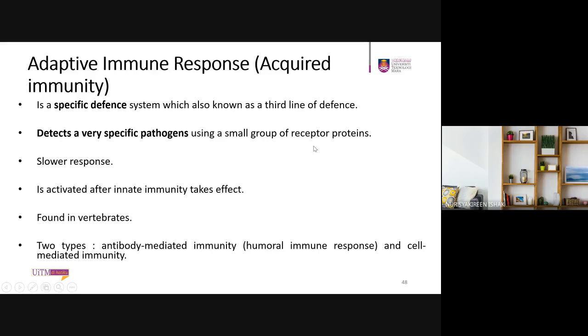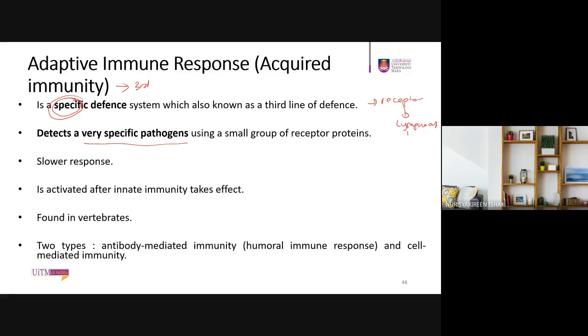Okay, so here another term for third line defense is adaptive immune response or acquired immunity lah. So it is a specific defense system. Bila kita dah masuk kepada third line ni, it is specific, due to the presence of receptors on the lymphocytes. So this is to detect specific pathogen, using a small group of receptor proteins.